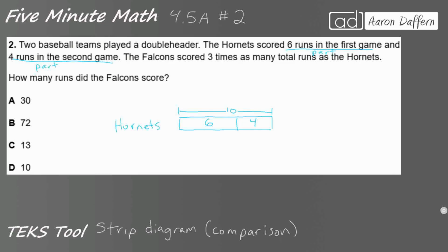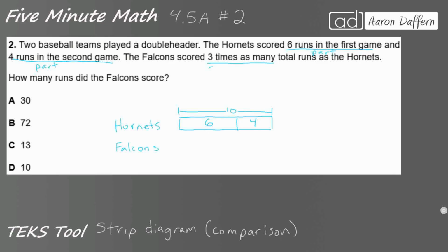All right. Now we've got the Falcons. And so we're comparing two different groups. It's not all just the Hornets. So I'm going to make a separate bar and a separate row here for the Falcons. They scored 3 times as many total runs as the Hornets. Now, we're apparently not separating the Falcons' runs into game 1 and game 2. We're just looking at the total number of runs, and it's 3 times as many.